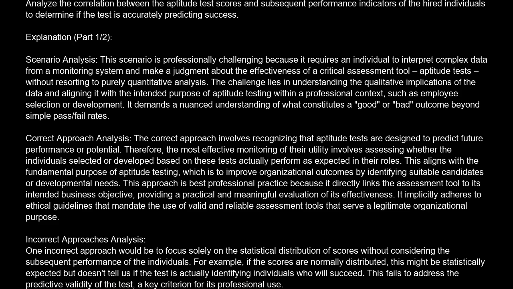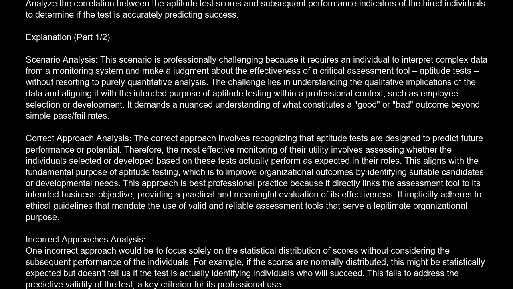Explanation. Scenario analysis. This scenario is professionally challenging because it requires an individual to interpret complex data from a monitoring system and make a judgment about the effectiveness of a critical assessment tool, aptitude tests, without resorting to purely quantitative analysis. The challenge lies in understanding the qualitative implications of the data and aligning it with the intended purpose of aptitude testing within a professional context, such as employee selection or development. It demands a nuanced understanding of what constitutes a good or bad outcome beyond simple pass/fail rates.